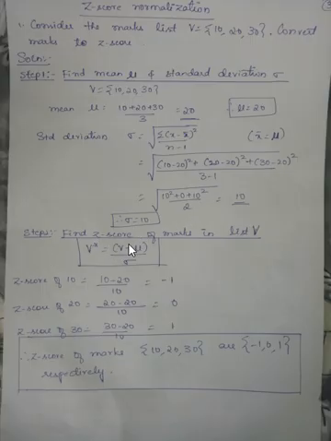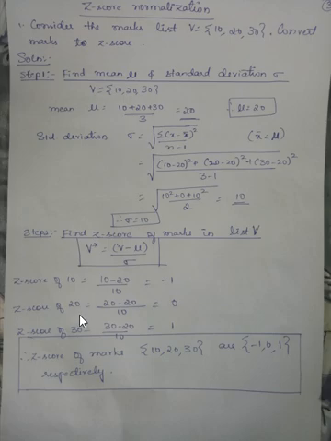Now step 3, you have to find the z-score of the marks. So how do you find the z-score? This formula we have discussed in the previous video. It is V star equal to V minus mu divided by sigma. Now again we have to find the z-score for each value in the set V. So z-score of 10 you have to find. So 10 is V. So 10 minus mu, which is the mean, I got as 20, divided by sigma. Sigma is the standard deviation, 10. So the value is minus 1.